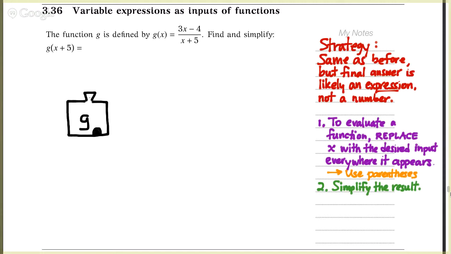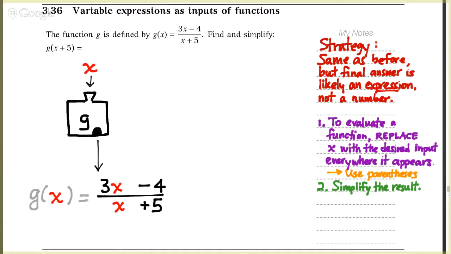All right, so again, what is a function? A function is a machine. It's a process. It's a verb. It's an action. It's something that happens to a quantity rather than a quantity itself. So in this example, G is the function which takes an input, let's call it x, and which constructs an expression, 3x minus 4 over x plus 5. So whatever we put into G is going to get thrown into this template, 3x minus 4 over x plus 5, in place of that x.